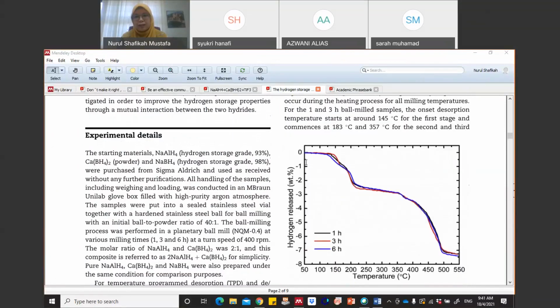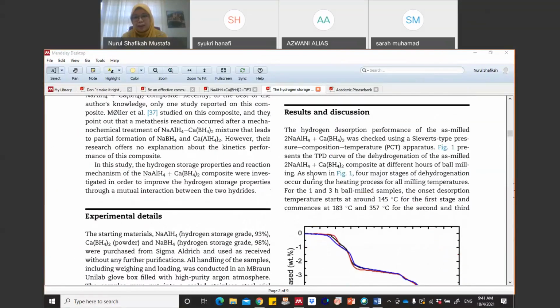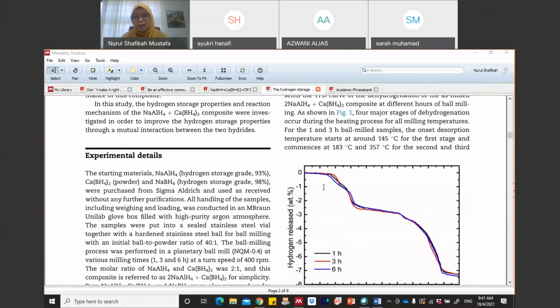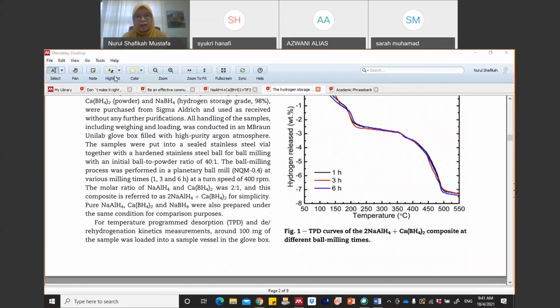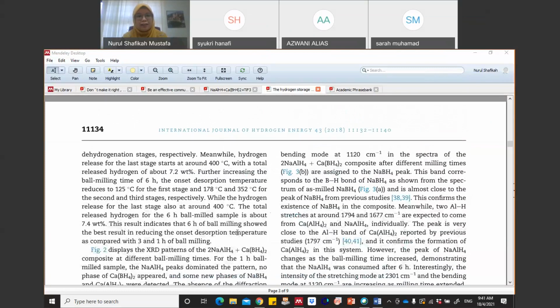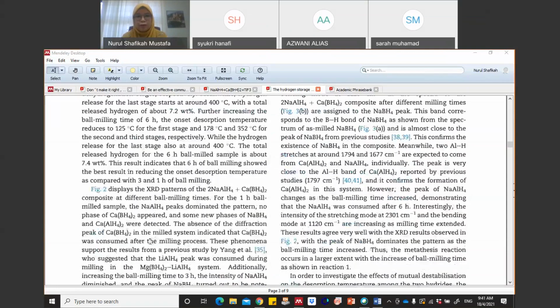Okay, for example, dekat result discussion yang ni. Okay, for example, here this is figure 1, right? So the first one you just state the hydrogen in figure 1. Figure 1 present apa? And then as shown in figure 1, 4 major stages. So you show dia punya apa yang ada dalam ni. And then you summarize the finding. Okay, this result indicates that, tu untuk first figure, and then go to second figure.